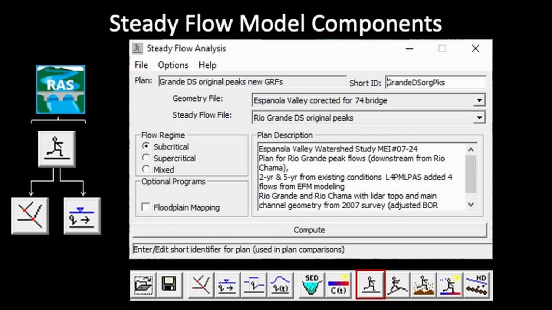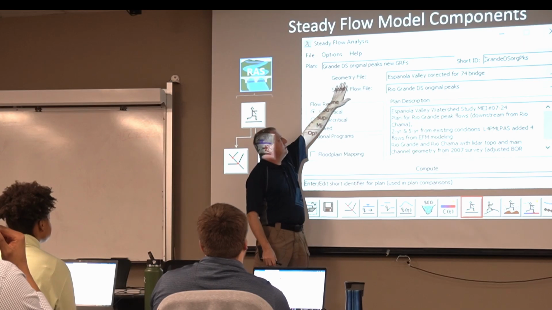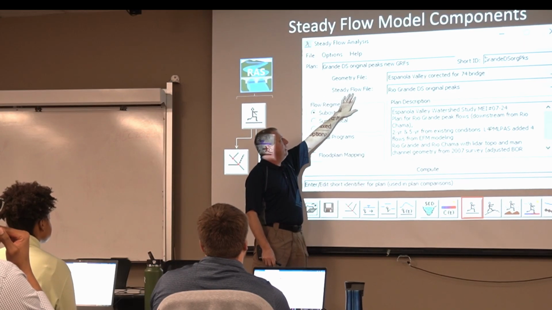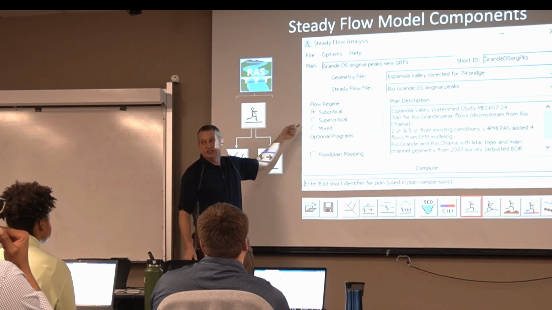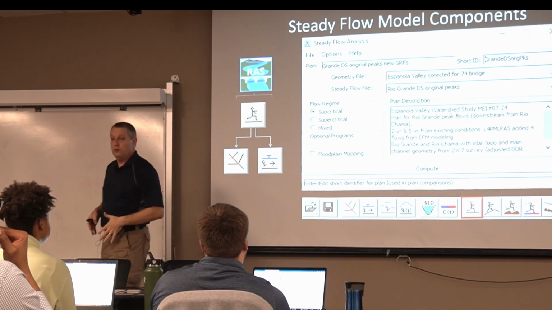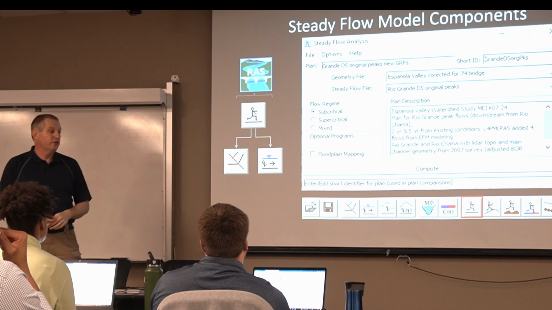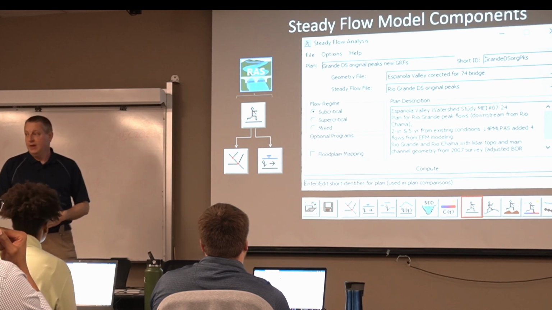And then the plan file just takes the geometry file and a steady flow file, some documentation, and then you make a regime decision. And that's mainly what you do in the plan file. It's just a pointer to 2 other files. You run, and you have your model.